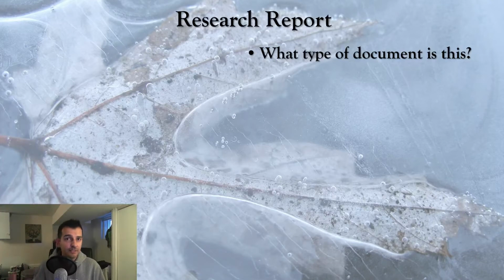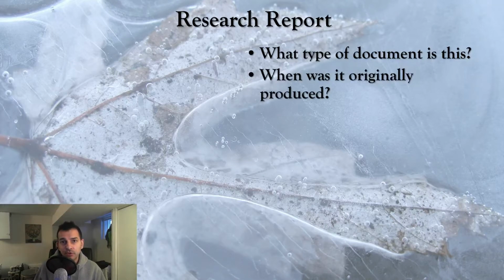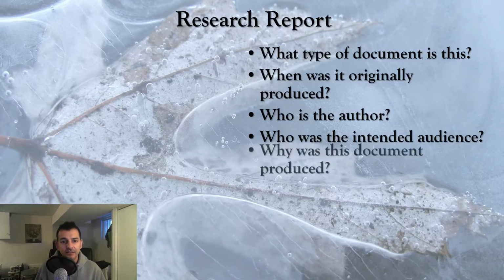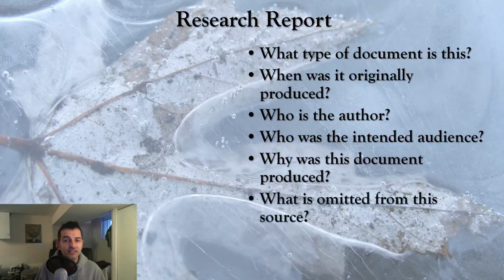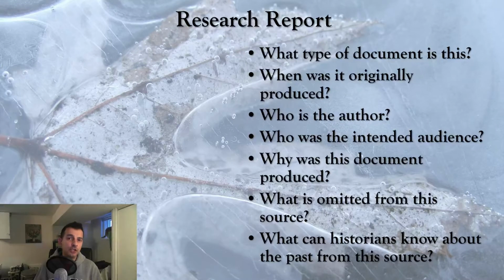So, the assignment description includes a number of questions that you need to answer in your report. The first of which is to identify what type of document this is. When was it originally produced? Who is the author? Who was the intended audience? Why was this document produced? What is omitted from this source? And finally, what can historians know about the past from this source?